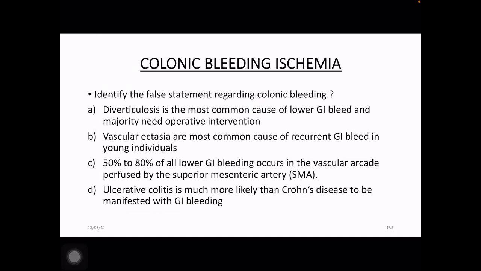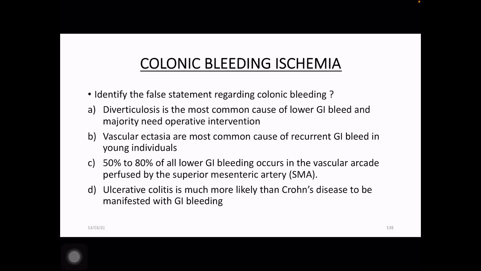So colonic ischemia can happen when the marginal circulation, the collateral circulation, is not adequate. Either the marginal artery of Drummond or the arc of Riolan is not doing its function appropriately. It can result in colonic ischemia, which can cause either a partial thickness ischemia or full thickness ischemia, resulting in a perforation. Fine. So identify the false statement regarding colonic bleeding.